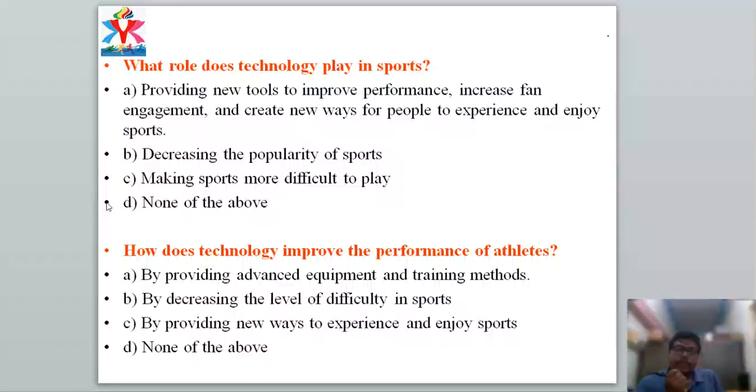So next question, what role does technology play in sports?